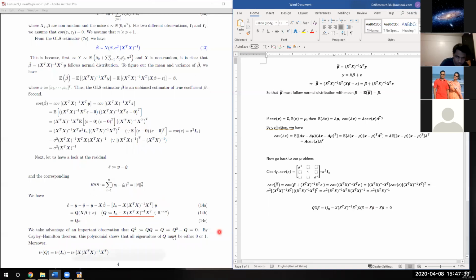Another very important observation. To be honest, this is a trick. It's not easy to find it. But researchers tried this for many decades, and some smart person found that q squared actually equals 0. Why? You just do the operations, a simple verification. You're going to get it.